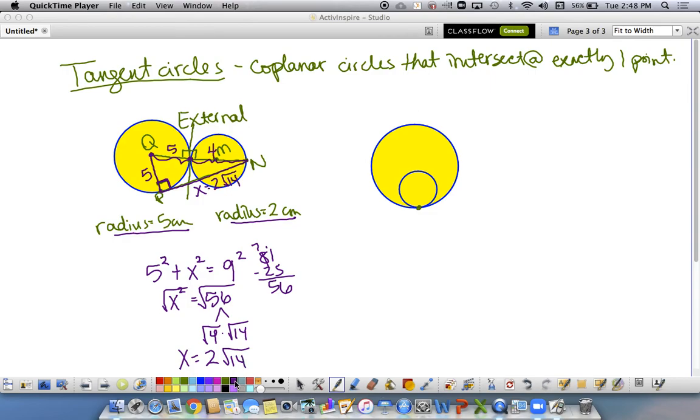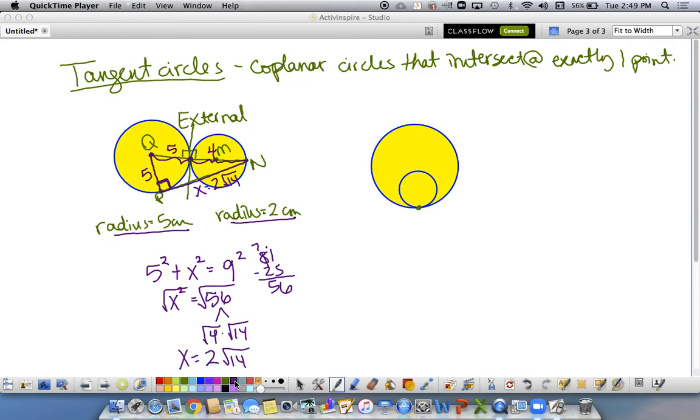Now, ultimately you need to follow directions. If the directions say to the nearest centimeter, then plug it in your calculator. The square root of 56 is 7.4833, etc. Okay?